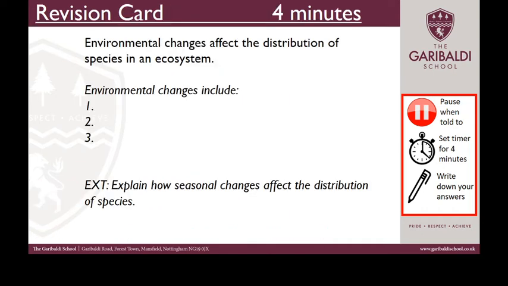Okay, so revision card, next one. This one you have 4 minutes. Environmental changes affect the distribution of species in an ecosystem. What kind of changes will this include? List 3 of them that you know, please.